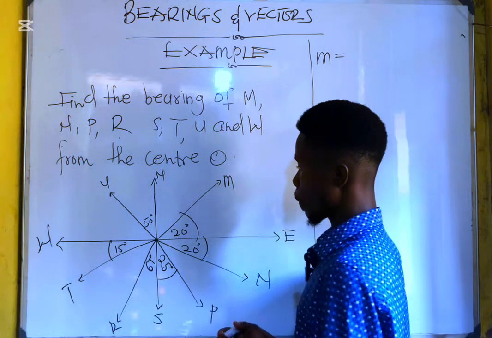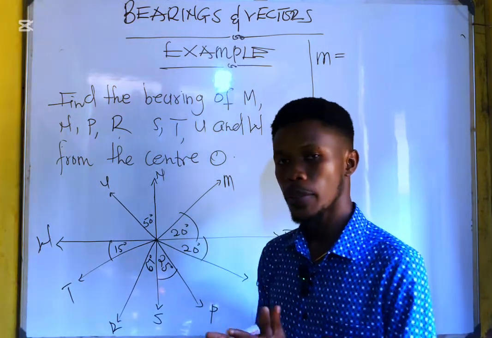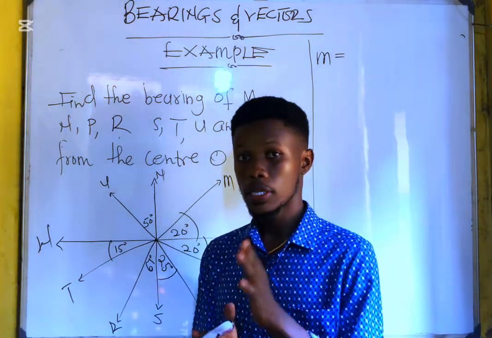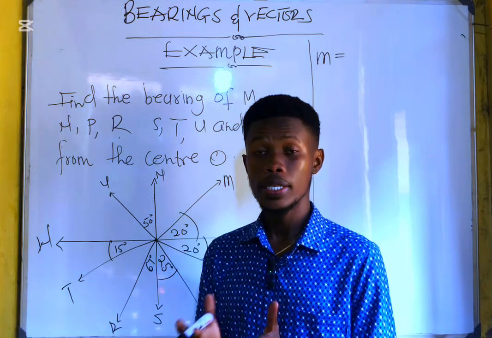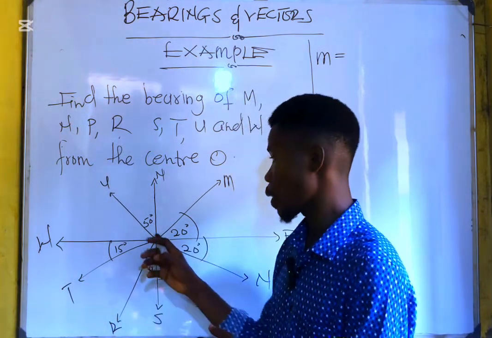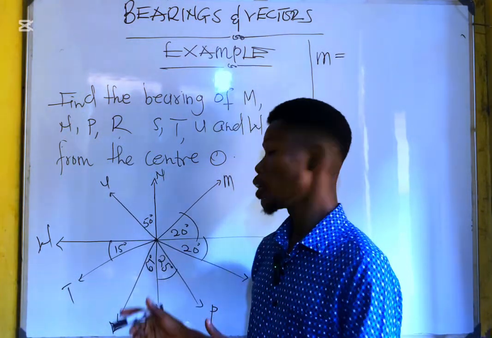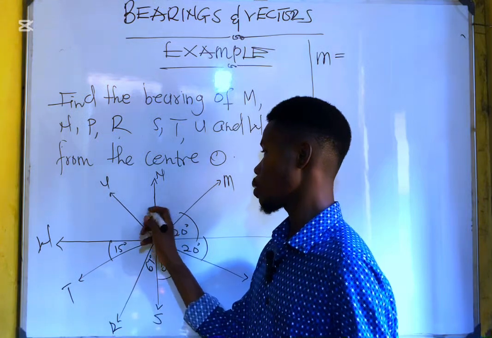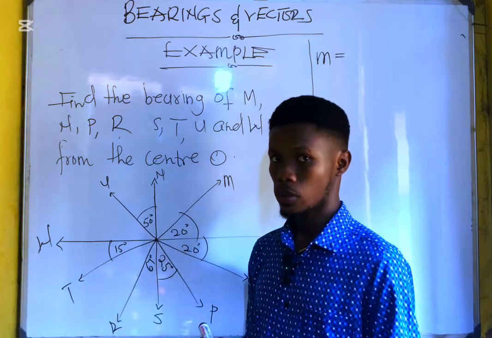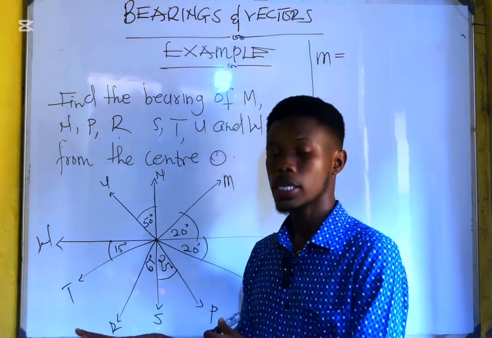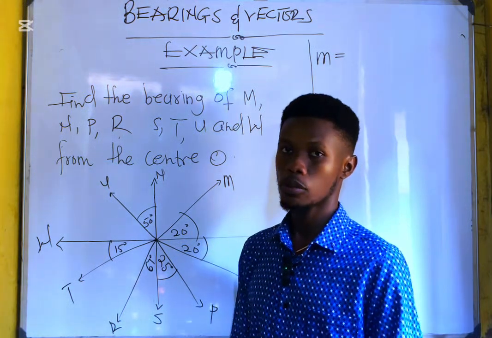Now, if you want to find the M, we have seen how the bearing is measured. Before I even continue, someone might ask, I said that it's 3-digit bearing. Why is it that when I was writing here 50, I didn't write 050? When it's in the diagram like this, you can just write it as it is. But when you are writing your answer, it should be in 3-digit. That's what I'm trying to say.